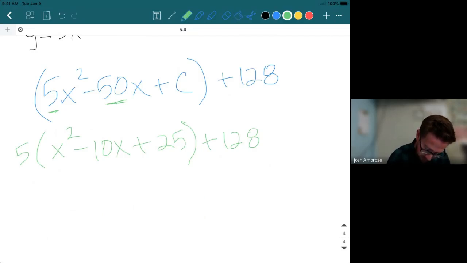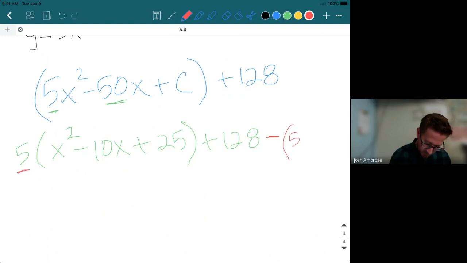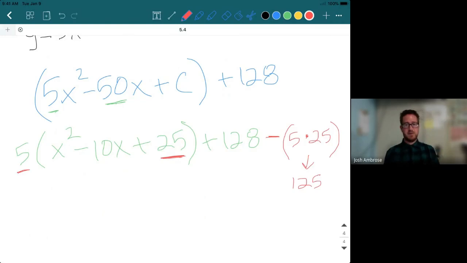Let's see. All right, I'm going to do this in a different color to show this is something that you got to do to the positive 128. Now we have minus, and in parentheses, I'm going to put both parts. You have 5. That 5 is coming from that 5 right there, times 25, and it's coming from that 25 right there. And that, just so you know, will actually equal 125. So 128 minus 125.